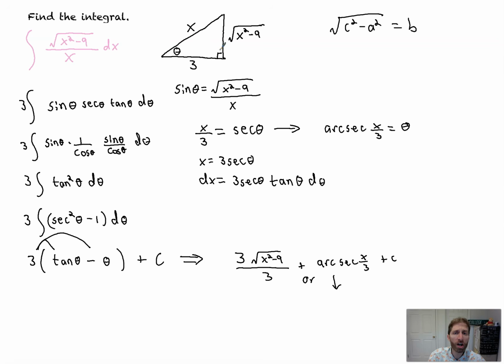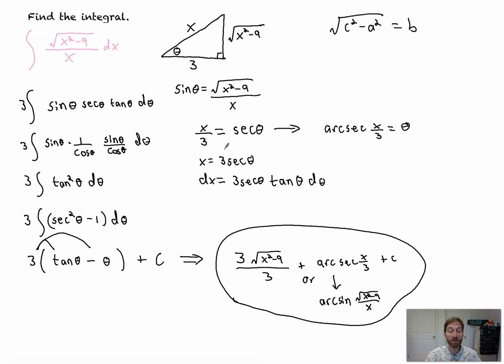We could have done arc sine, right? We could have done arc sine of root x squared minus 9 all over x. And then we could have done arc tan of opposite over adjacent. A number of ways that we can get theta. They all work. Actually, six ways you could get theta.